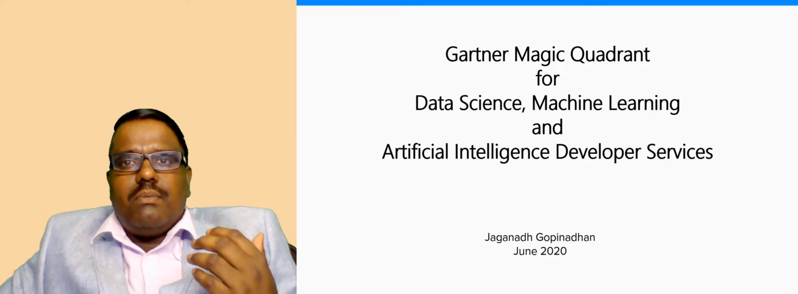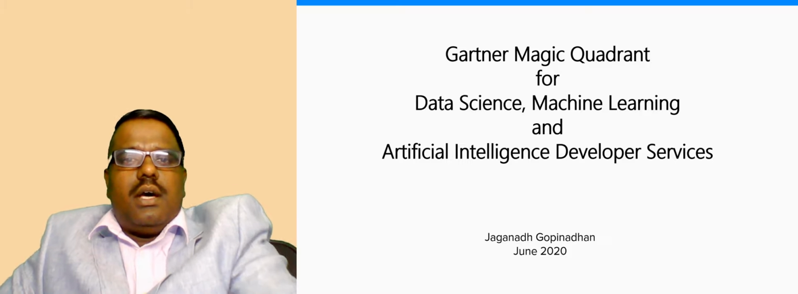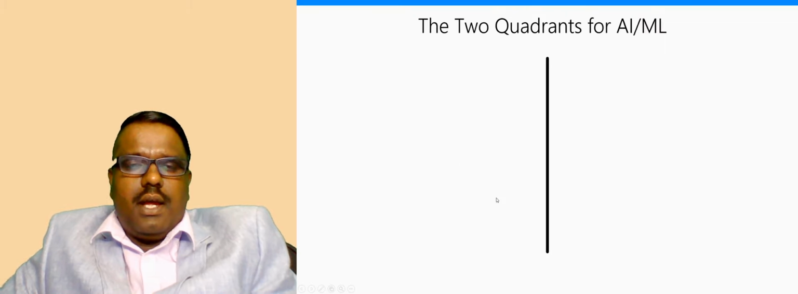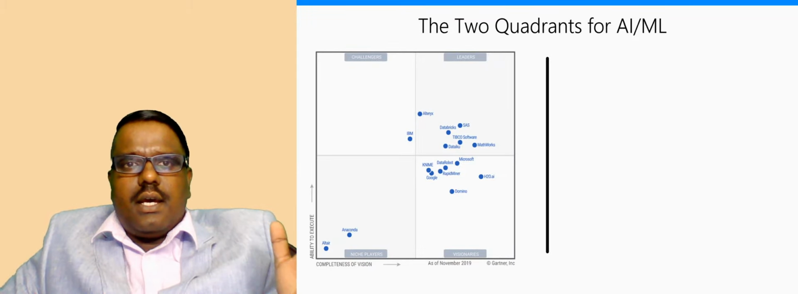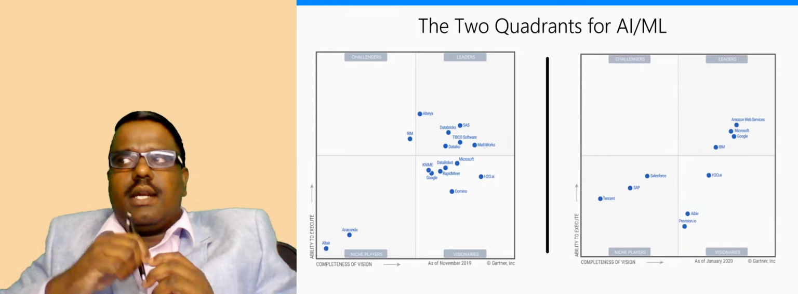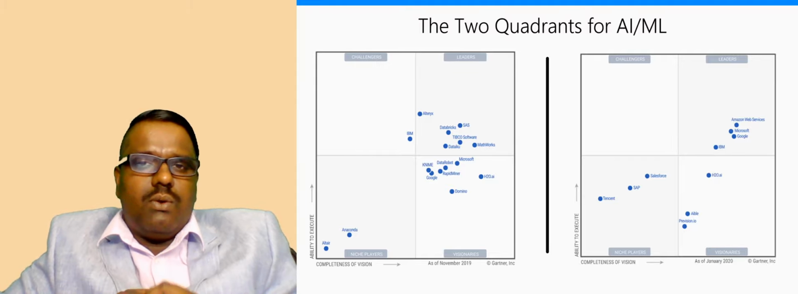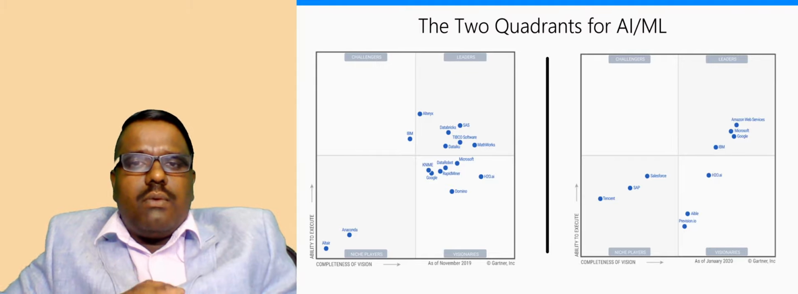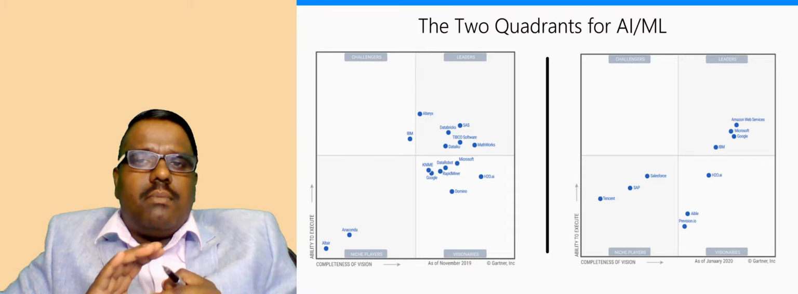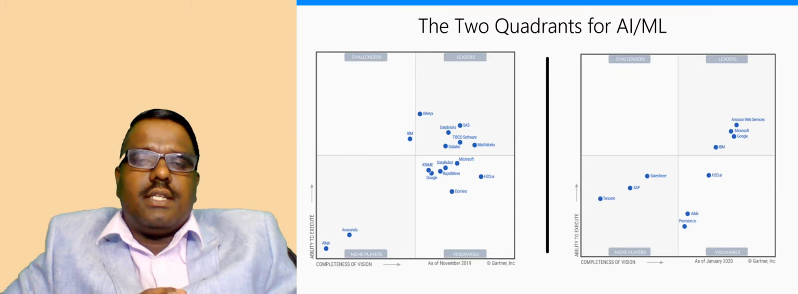With respect to artificial intelligence, machine learning, and data science, we have two magic quadrants published by Gartner. One is the data science and machine learning magic quadrant. The second is the one which Gartner started in the current year, 2020: the AI cloud developer magic quadrant. These are the two magic quadrants which every AI/ML leader will look at when recommending to customers for their AI journey. So while selecting and recommending platforms, these two quadrants should always be considered as the starting point.